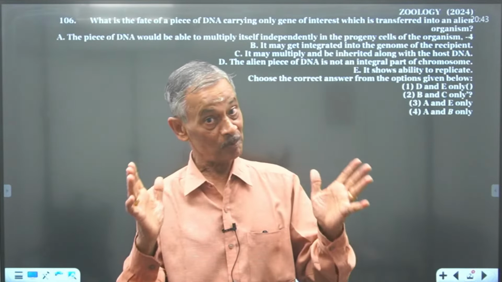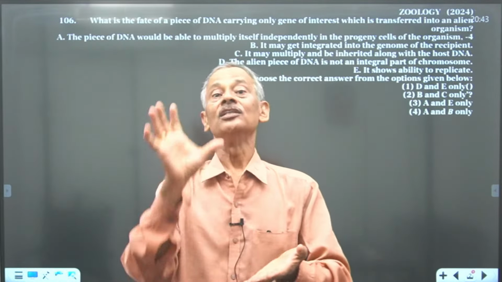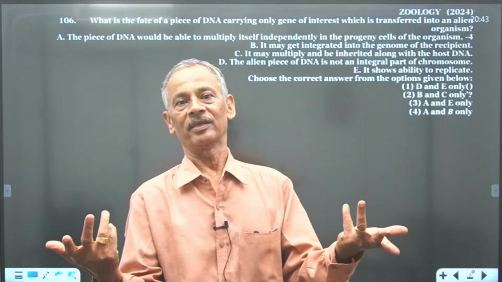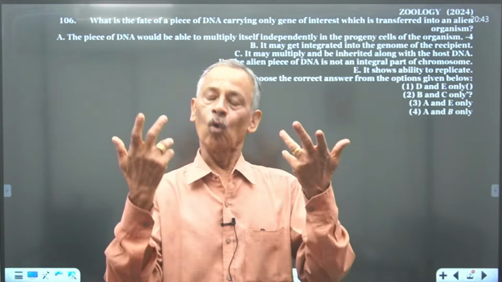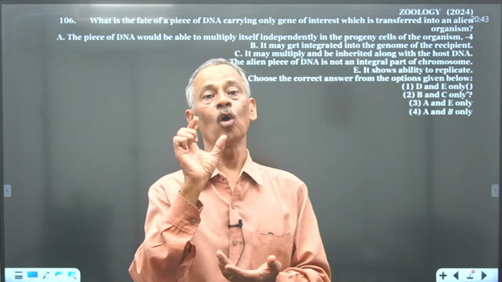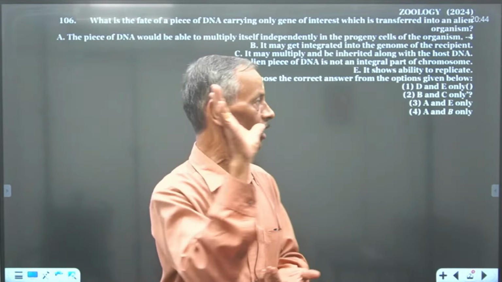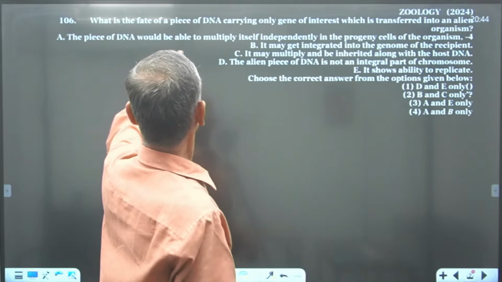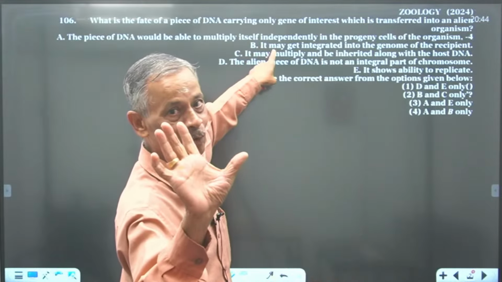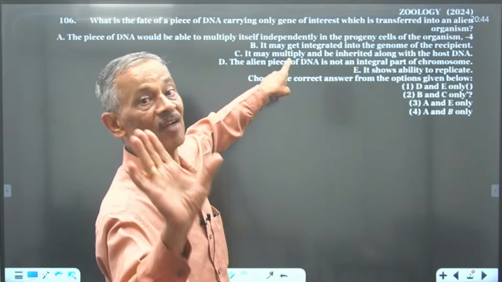It cannot replicate. That is why we have to add it to a genome which has an ORI. Then only it will multiply. A DNA can multiply only if it is added to a genome having an ORI. It is given in our NCERT clearly. Can the piece of DNA multiply itself? No, it cannot multiply by itself because it has no ORI.